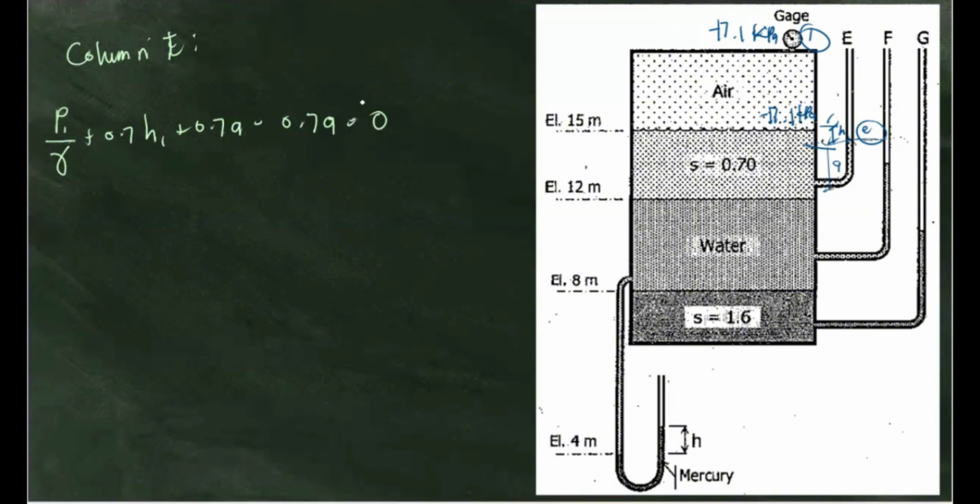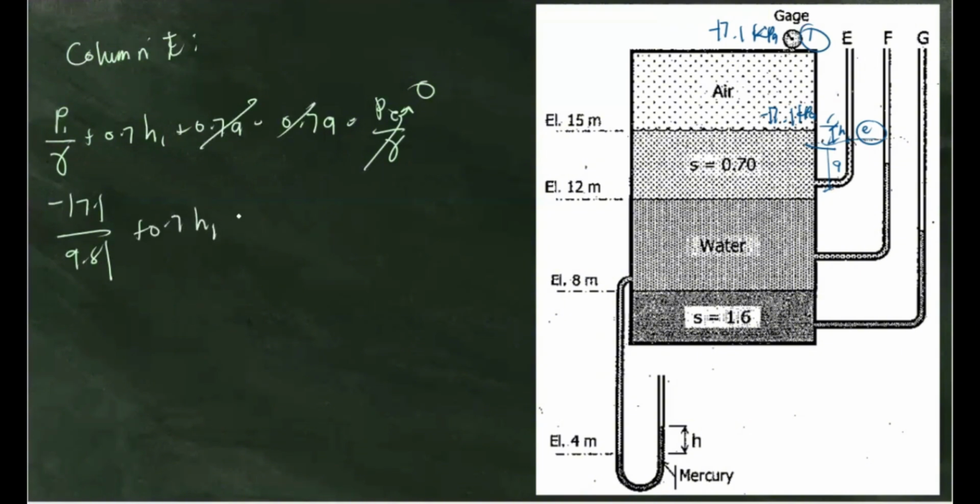Or, gawin natin na P sub E is equal to gamma. Pero alam natin na yung mga pressure doon ay 0 sa open piezometer. So, negative 17.1 over 9.81. So, again, meter ang resulting unit kasi ginamit natin ay kilopascal. So, kailangan yung gamma natin ay 9.81 kilonewton per cubic meter. So, ito wala na. So, plus 0.7 H sub 1 is equal to 0. So, ang ating H sub 1, pag simplify natin to, it will give us value na 2.49.